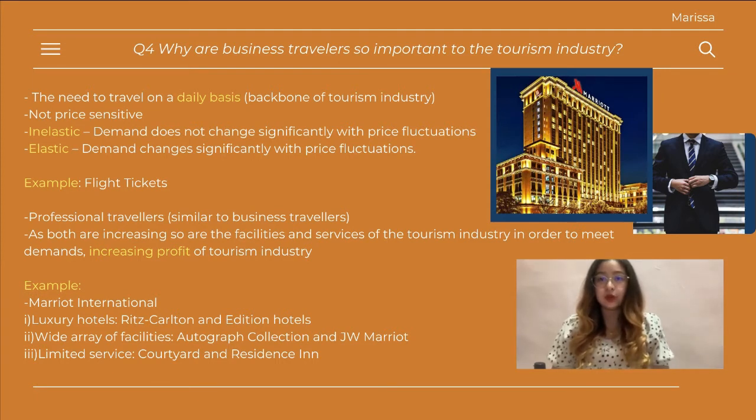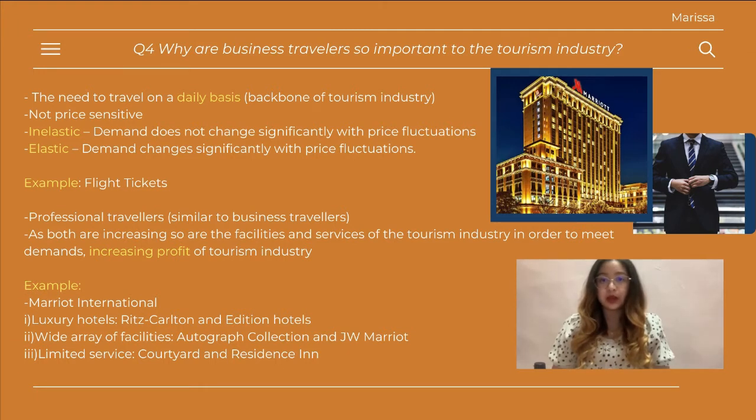Moreover, business travelers will be more demanding of tourism services, since they have come to expect at a minimum the current level of services and benefits as a standard level of performance. Professional travel, on the other hand, is similar to business travel, whereby this kind of travel is built around meetings or convention markets. As both business and professional travel increase, more facilities or services supplied by the tourism industry also grow in order to meet the demand of these travelers, thus also increasing the profit of the tourism industry, again highlighting the importance of business travelers.